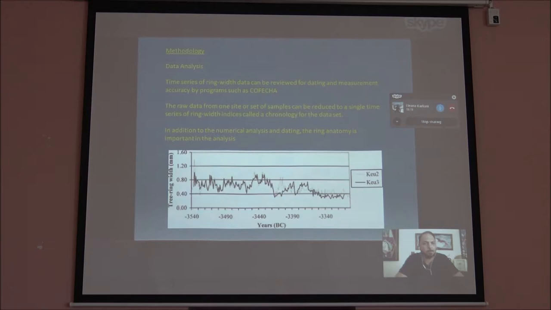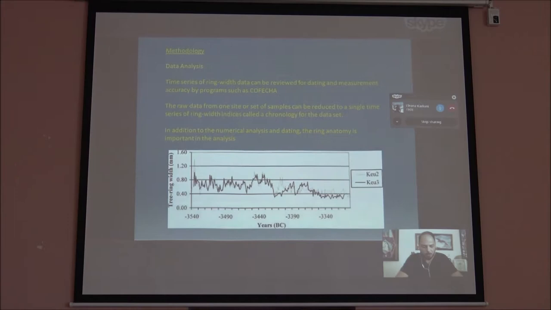In addition to the numerical analysis and dating, the ring anatomy is important in the analysis. So, dendrochronology is a very easy method to use. It's a non-destructive method, and it's quite cheap to perform. We only need a borer to take a sample from the tree. Also, it is very important that the tree can continue to grow and we can take samples as many times as we want in the future for calibrating our results.